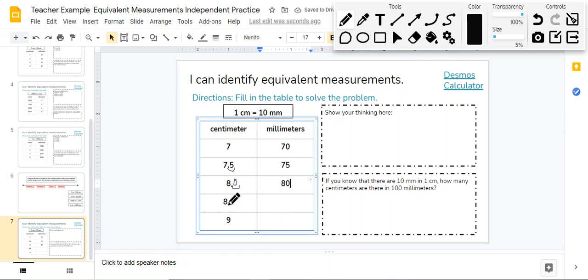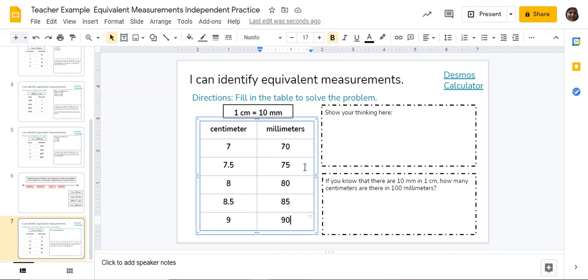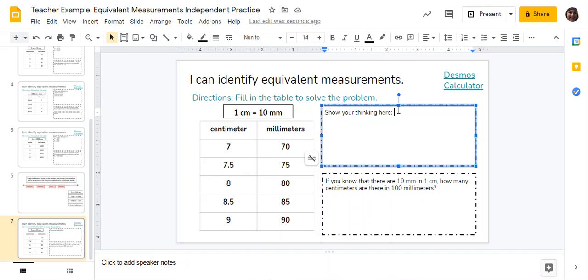8.5 or 8 5/10. I move my decimal 1 time to the right, which is the same thing as multiplying by 10, and that gives me 85. And my last one is 90, 9 times 10. You'll notice the pattern in your answers there, that they're counting by 5s. So show your thinking here. When I multiply by 10, I move the decimal 1 spot to the right.